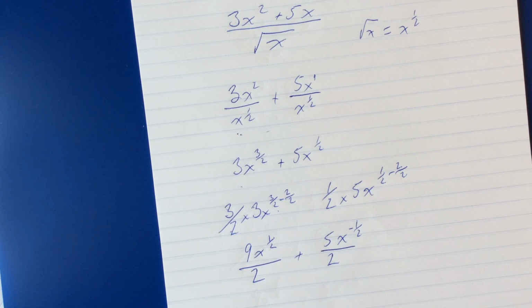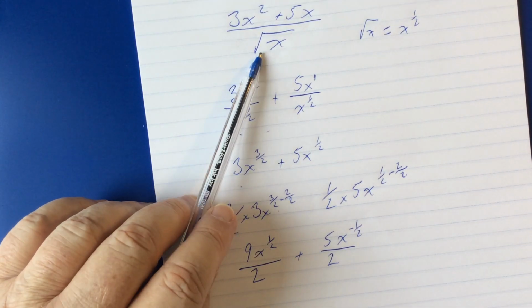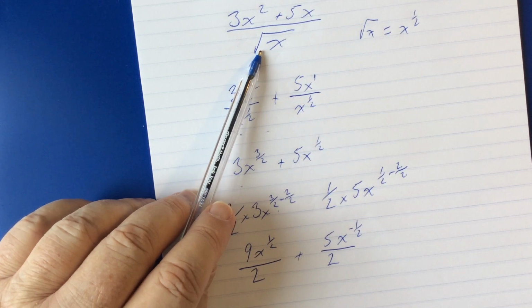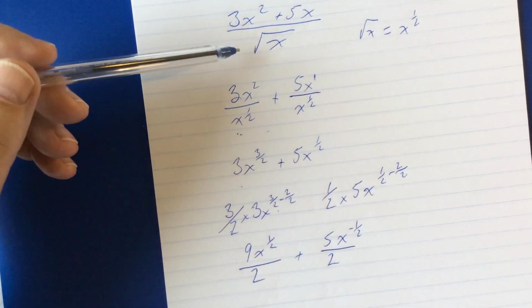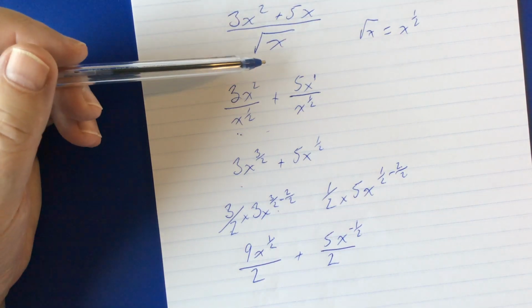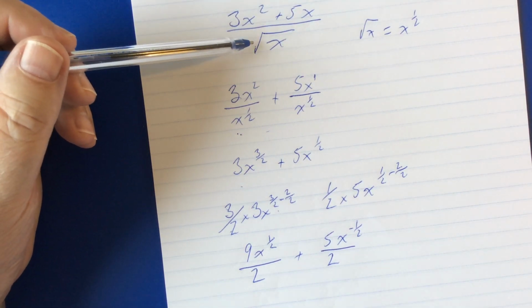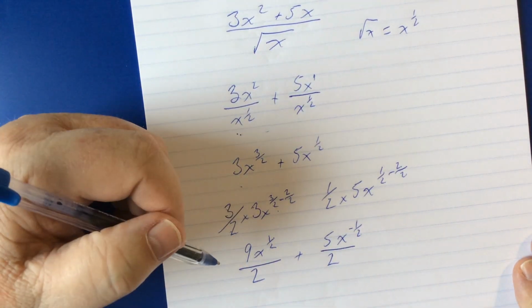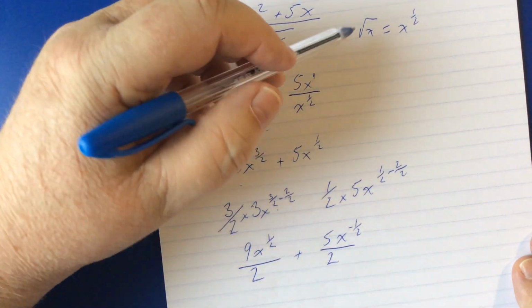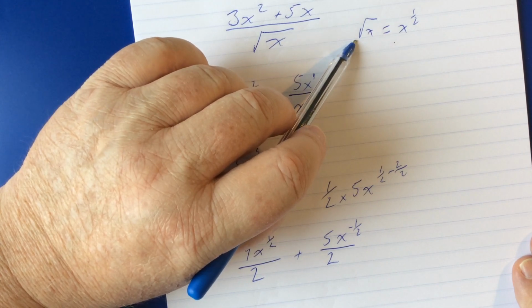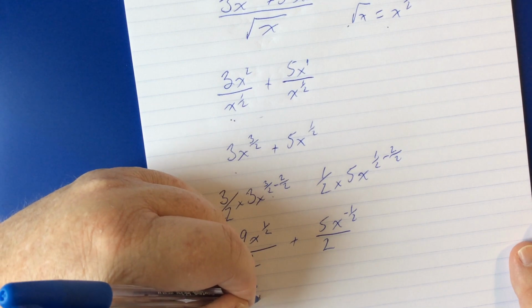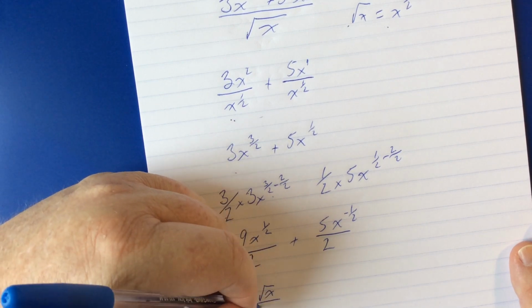But we were given this problem with x to the half expressed as a surd. So the general rule is that if you get a question in this form, if it's possible, put it back into this form when you write your answer. So x to the half is equal to root x. So this first one is pretty easy. That's 9 root x on 2.